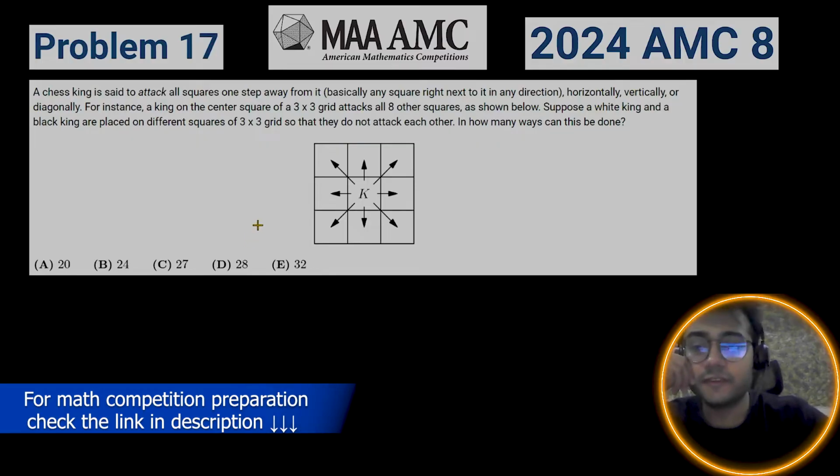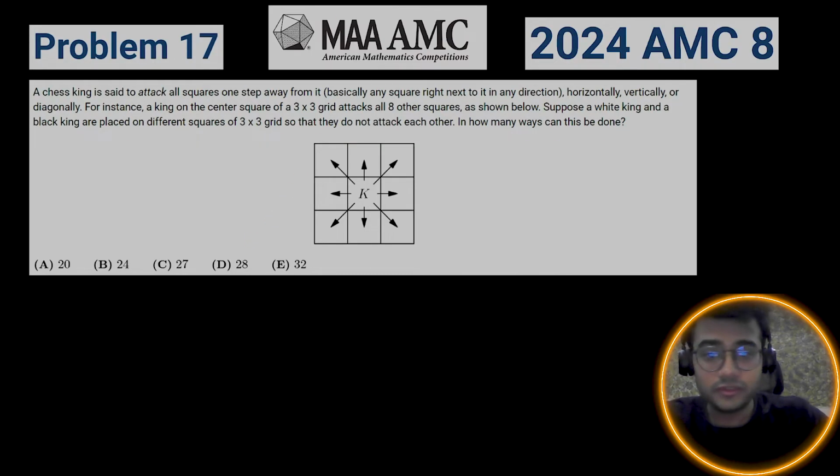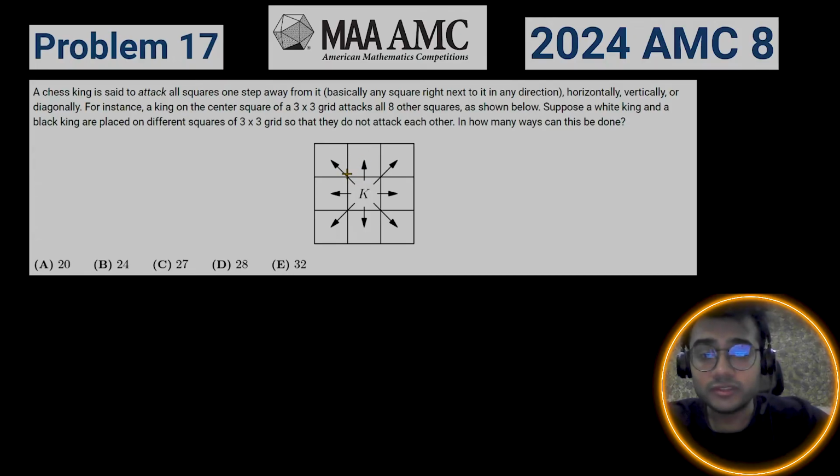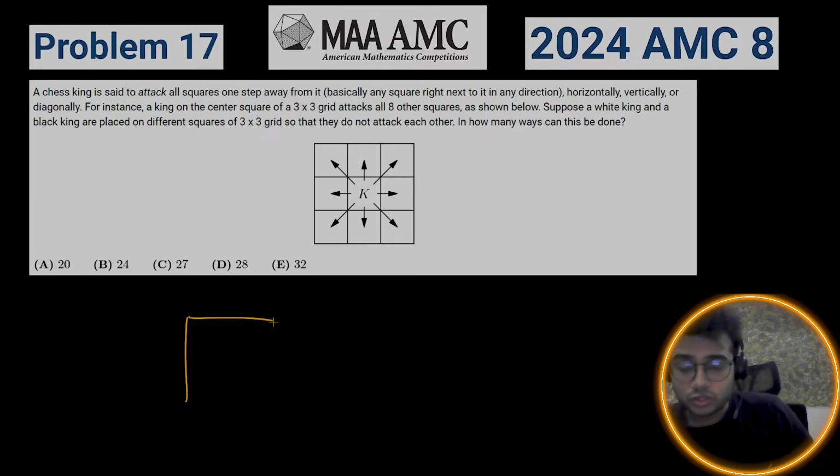Okay, so we have a chess problem. I personally love chess, so this is just right up my alley. If you know chess rules, you know the king can move one step in any direction. So what they want us to do is find out in how many ways we can place a white king and a black king on a 3 by 3 grid such that they do not attack each other.